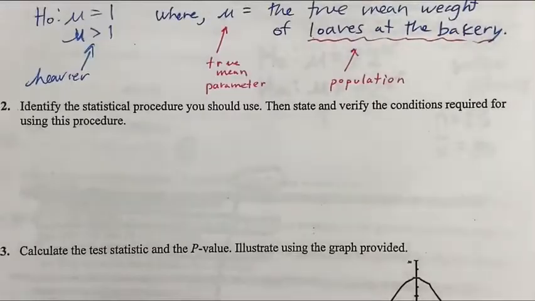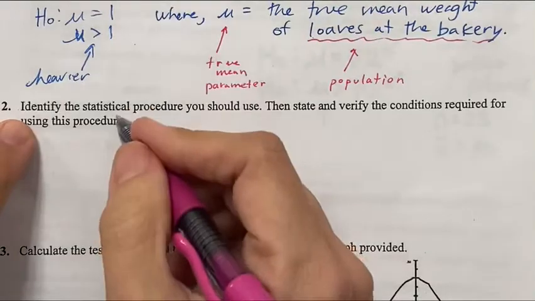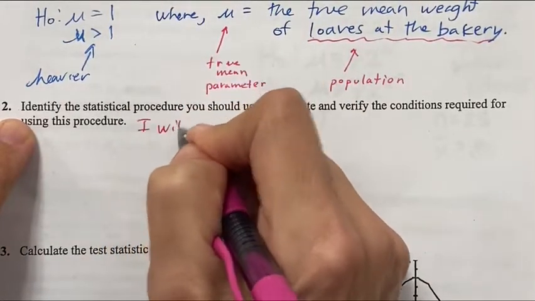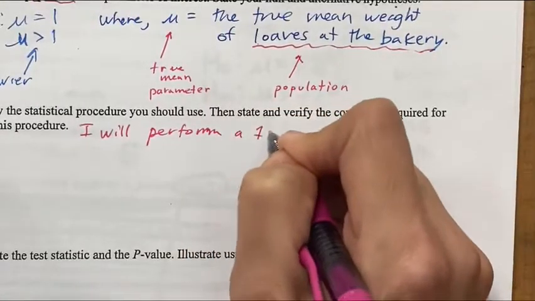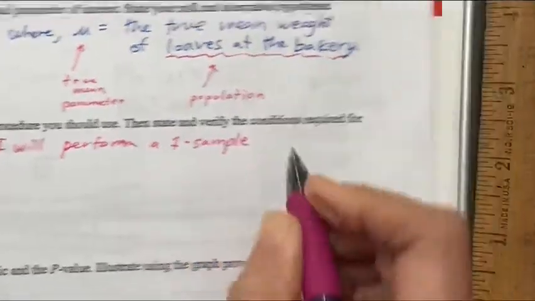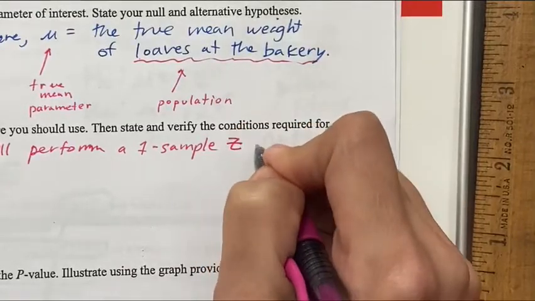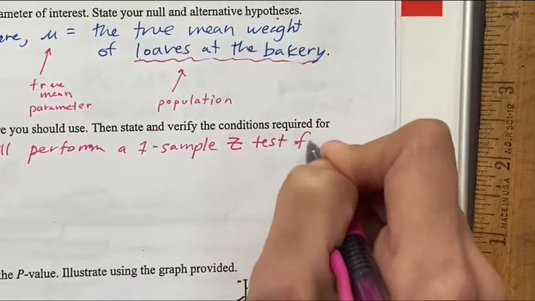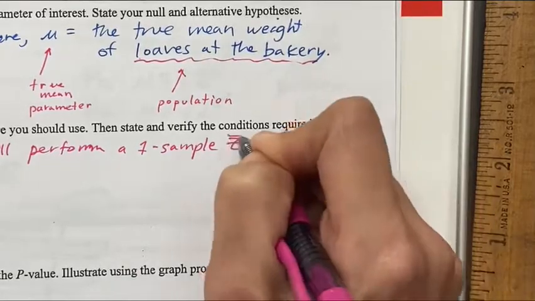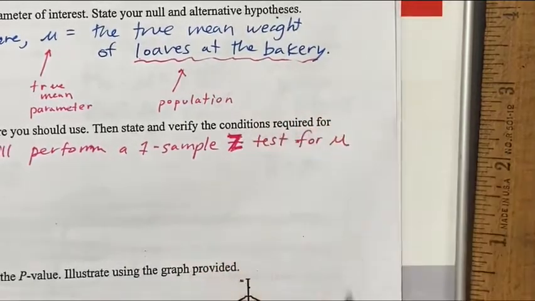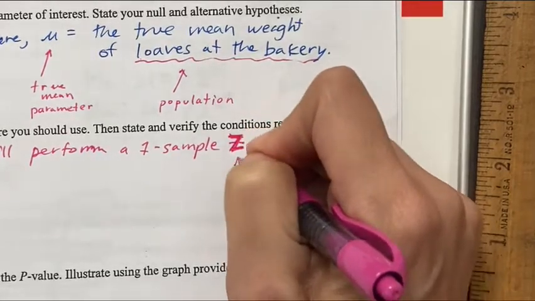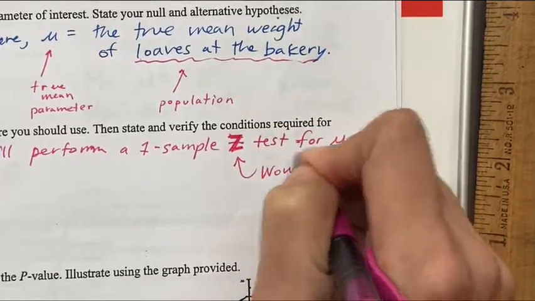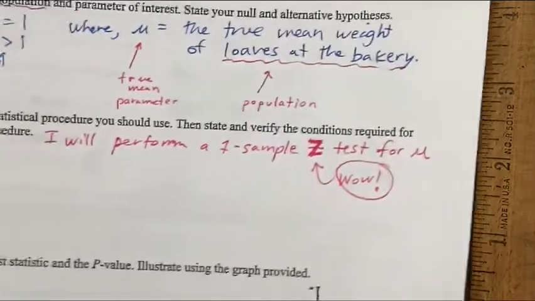Beautiful. Now let's get to identify the statistical procedure. So this is to remind you, you will say, I will perform a one sample t-test for mu, but I'm going to say z-test for mu. Curveball, people. Normally, we have to say a t-test for mu, but we got to say a z-test for mu. Wowzers, that's a big deal. That doesn't happen very often.